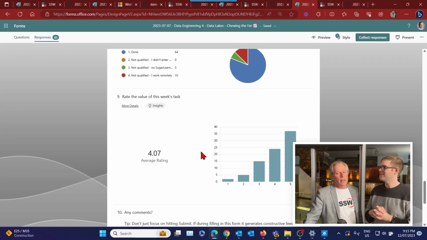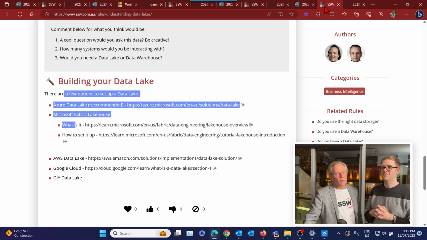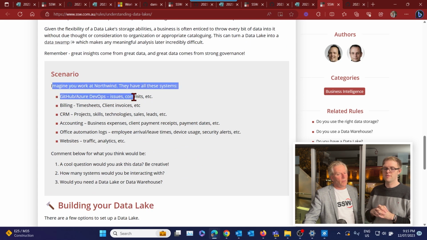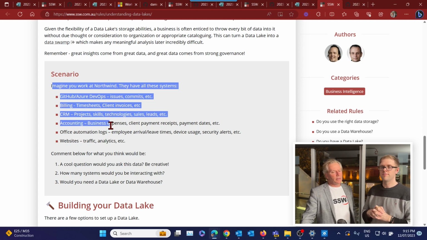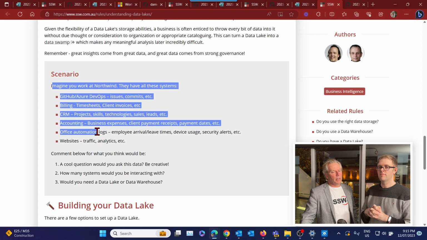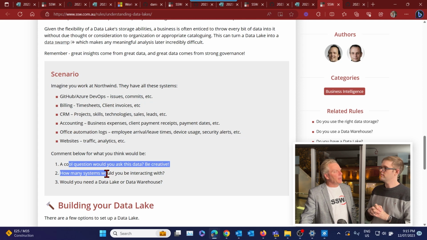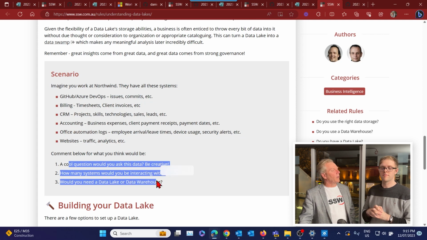So, all right, now let's go back to the rule, because on that rule, there was a question of a scenario. So imagine you work at Northwind. They've got all these different systems: a DevOps system, billing, timesheets, invoices, a CRM with all their projects and the clients and leads, and accounting, could be Xero or MYOB or something, and then some automation logs of people coming in and out of the office, websites, etc. So what cool question could you ask? And how many systems would you be interacting with? And what do you need for this? Do you need a data lake or just a warehouse?